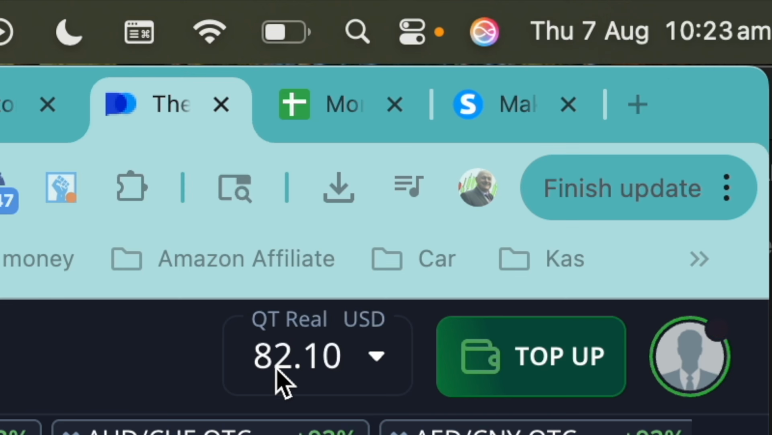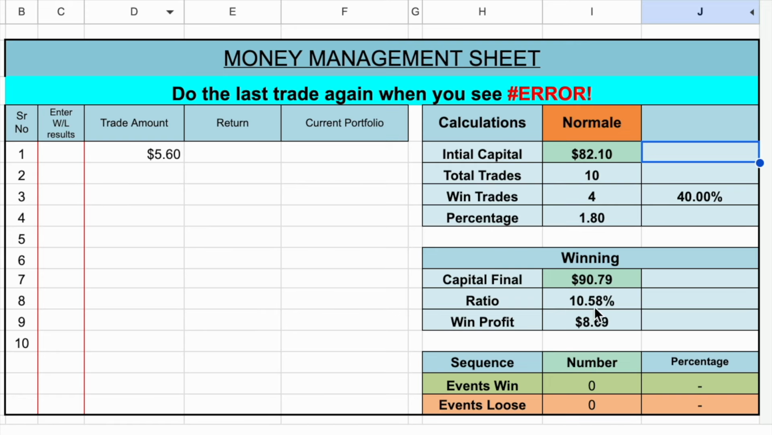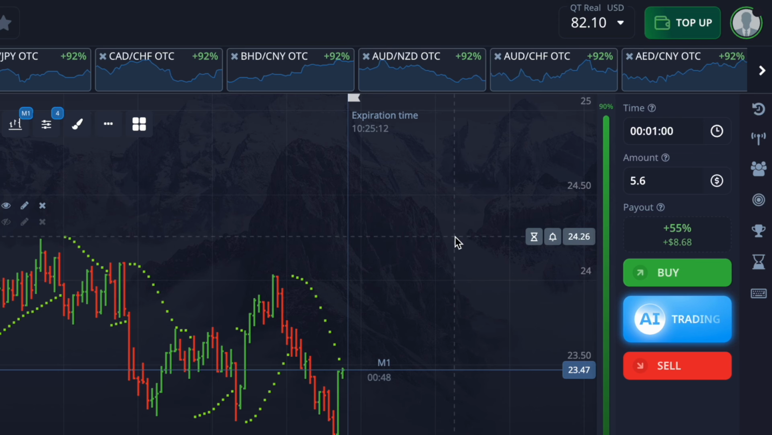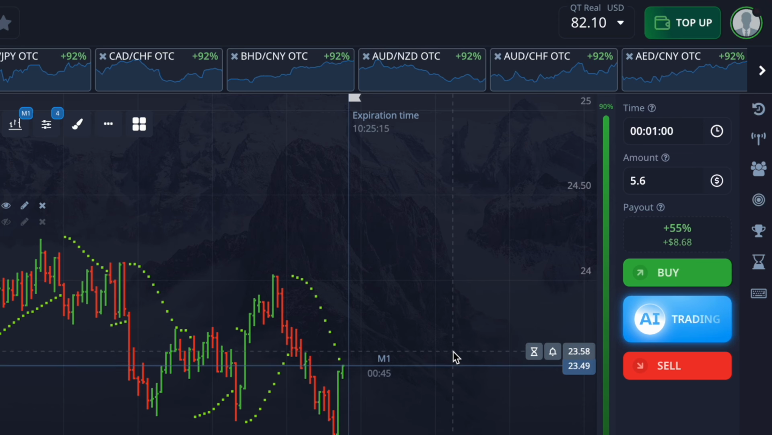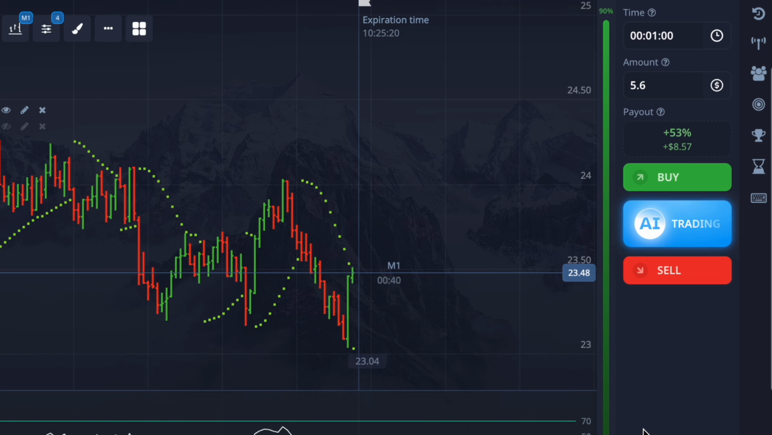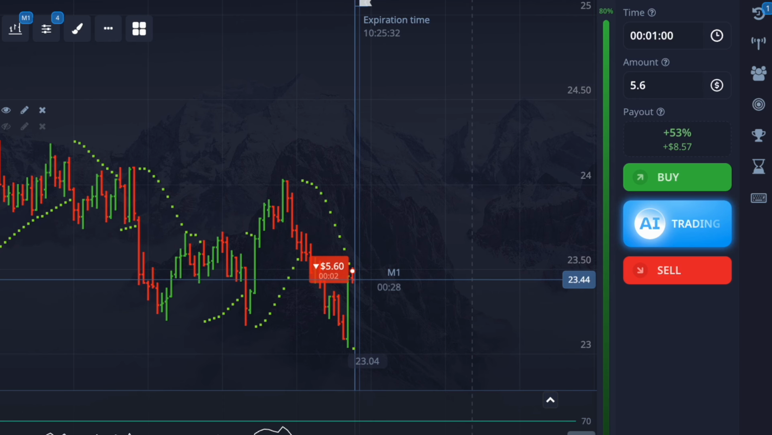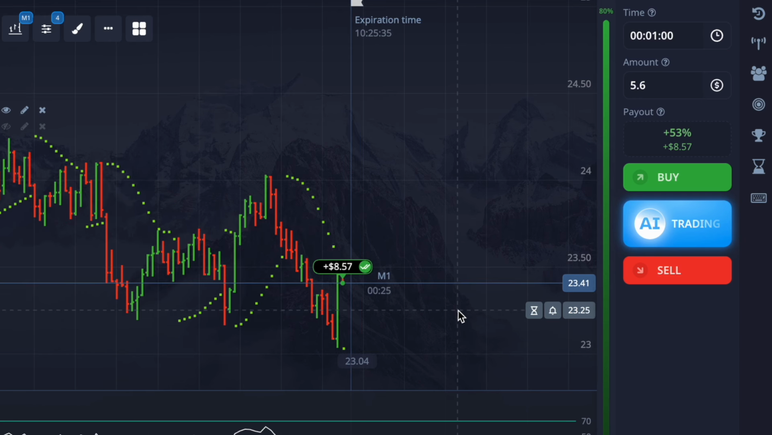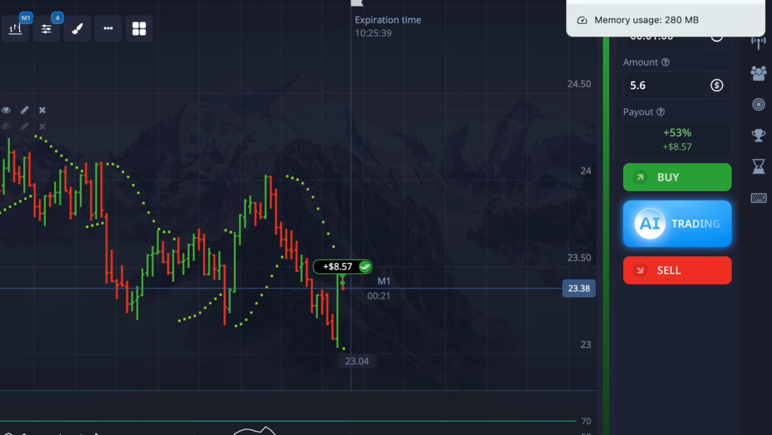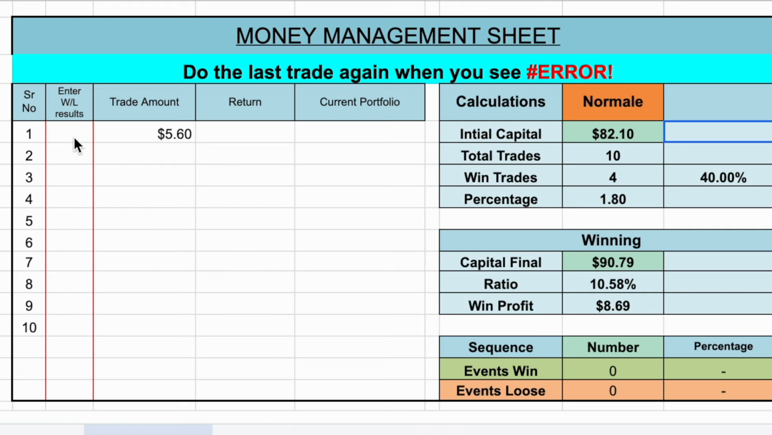And you can see I've got $82.10, and I've put that into my money management sheet here, $82.10. And it's saying the first trade I do is $5.60. So what I'm looking for is to do my first trade, and let's have a look at my indicators here. And I'm going to place my first trade. So I just got a win there of $8.57. So I take that over to my risk management sheet and I put a capital W in there.